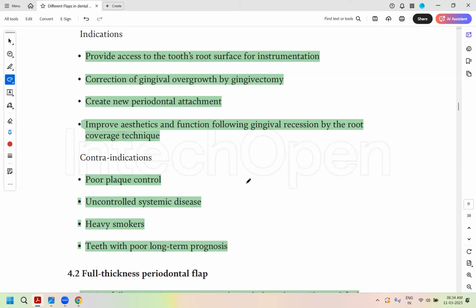For your new attachments, vertical bone losses are best treated with guided tissue regeneration. Is that correct? So you raise the flap, you put the membrane and your grafts, and then put the flap back. That's for your guided tissue regeneration. The contraindications for periodontal surgeries are poor plaque control, uncontrolled systemic diseases, heavy smokers, and poor long-term prognosis of the teeth. They better go for extraction.